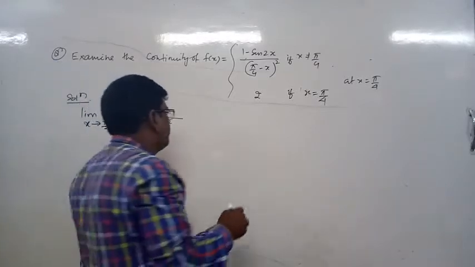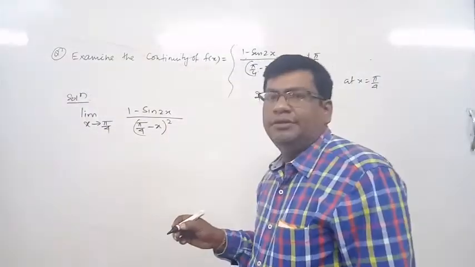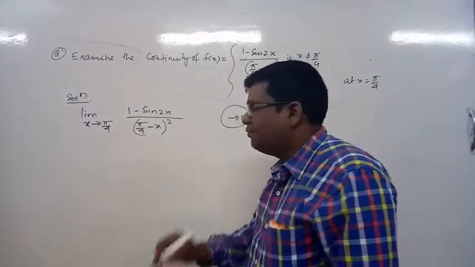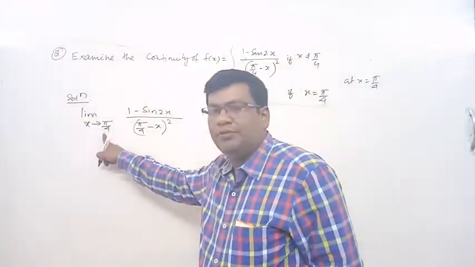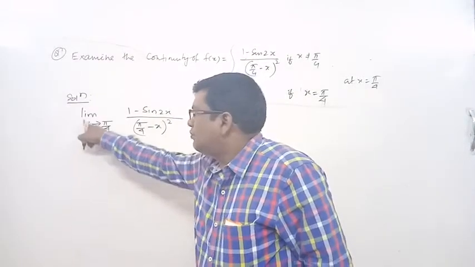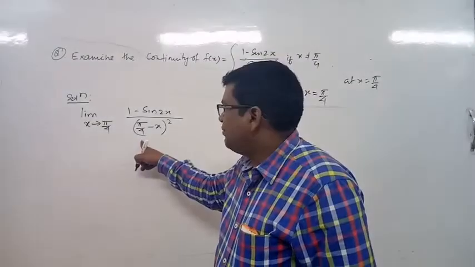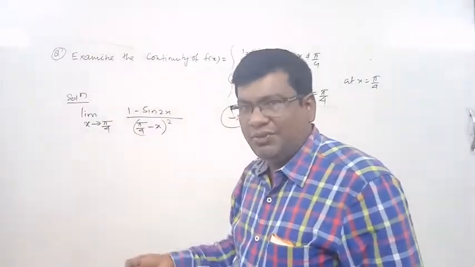In the formula, sin or cos of theta, theta tends to 0 form, right? But here x tends to pi by 4. Now we have to convert this into tends to 0 form. How do we convert it? If pi by 4 minus x is equal to t, then t tends to 0 obviously.